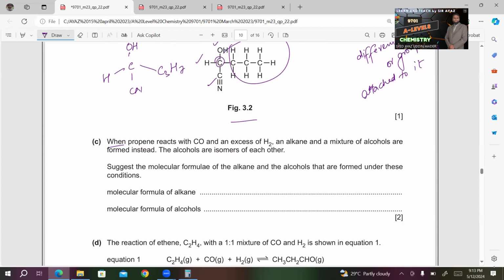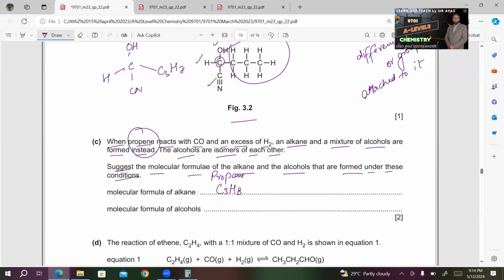C. When propene reacts with CO and an excess of H2, an alkane and a mixture of alcohols are formed. The alcohols are isomers of each other. Suggest the molecular formula of the alkane and the alcohols that are formed under these conditions. We have propene, so it must be forming propane. The alkane must be propane. What is the molecular formula of propane? C3H8.